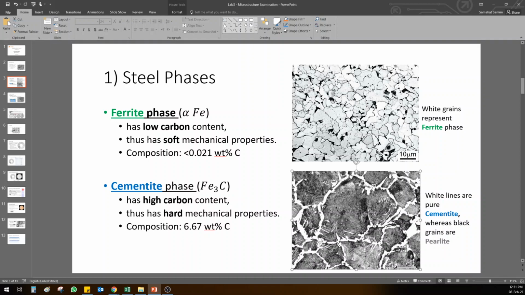This second microstructure has perlite in the center and cementite around it. Okay, remember. But in order to generally remember these three names, you need to remember it like this. Ferrite is white colored grains, perlite is black colored grains, and cementite is white lines around the grains. Okay, just remember it like this. And one more thing: ferrite is soft, cementite is hard, and perlite is medium. Okay, remember these things and inshallah you will be good.